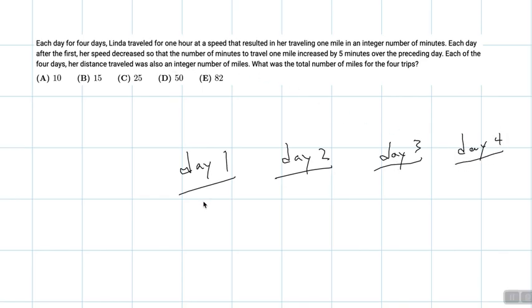Let's say the time it takes her to travel a mile is x. Her speed decreased, so the number of minutes to travel 1 mile increased by 5 minutes over the preceding day. So this took x plus 5, this took x plus 10, this took x plus 15. Each of the 4 days her distance traveled was also an integer number of miles. What was the total number of miles for the 4 trips?